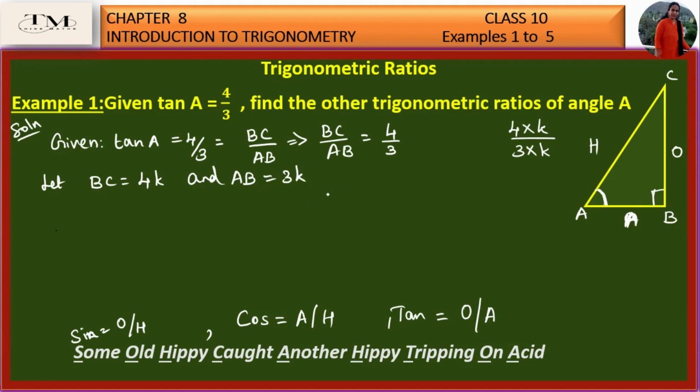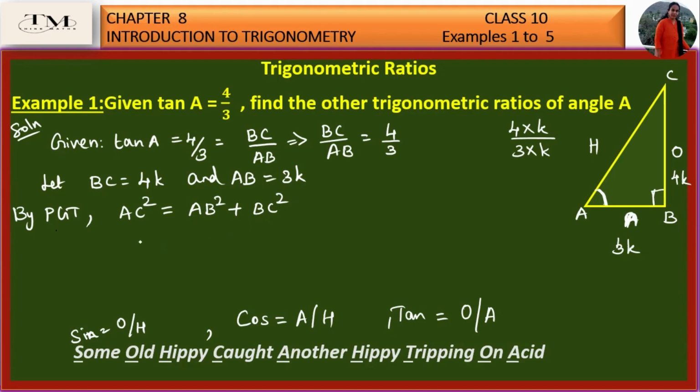We have assumed this. Now we have to find out the other values. To find out the other values, we need AB, BC and AC. AB is equal to 3K and BC is equal to 4K. Now we have to find out AC. By Pythagoras theorem, hypotenuse square, AC square equal to adjacent square plus opposite square, so AB square plus BC square.